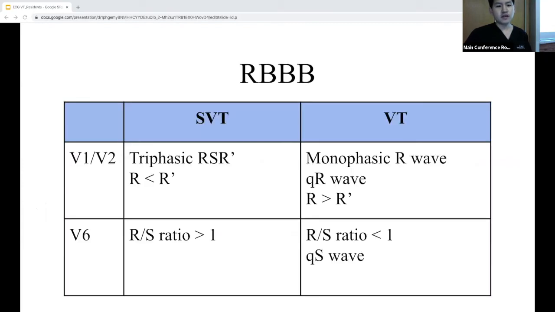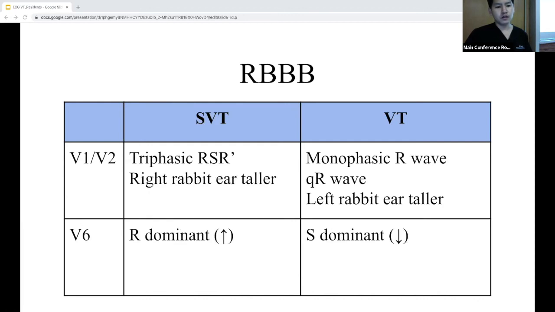So to summarize again, in VTAC you have the monophasic R wave, or QR wave, or a left bunny ear bigger than the right bunny ear in V1, V2, or in V6 you have an R/S ratio less than 1, or a large QS wave. To simplify it, in the SVT you have a triphasic RSR prime, where the right rabbit ear is taller, and in V6 you have an R dominant wave, and in VTAC you have a left rabbit ear that's taller with an S dominant wave in V6.